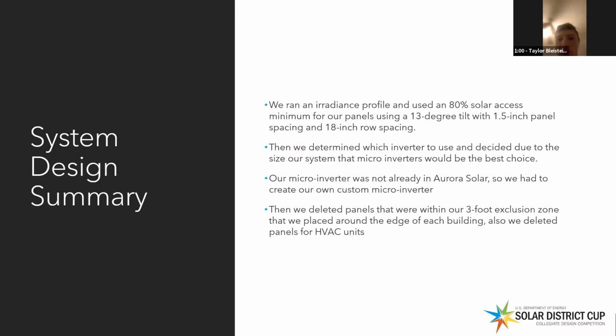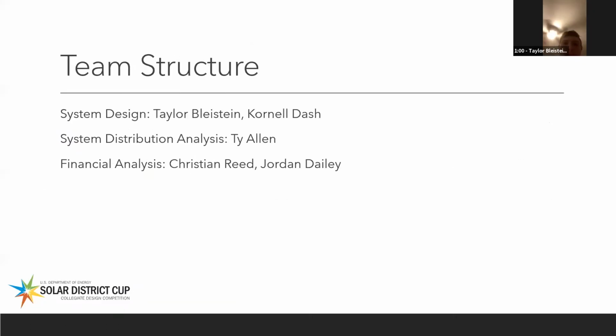Then we determined which microinverter and which panel combination would be best to use. As I mentioned earlier, our microinverter wasn't already in Aurora Solar, so we had to use our own custom one. We also deleted panels for HVAC units and added a 3-foot exclusion zone around the edge of each building in accordance with fire codes and for safety reasons.